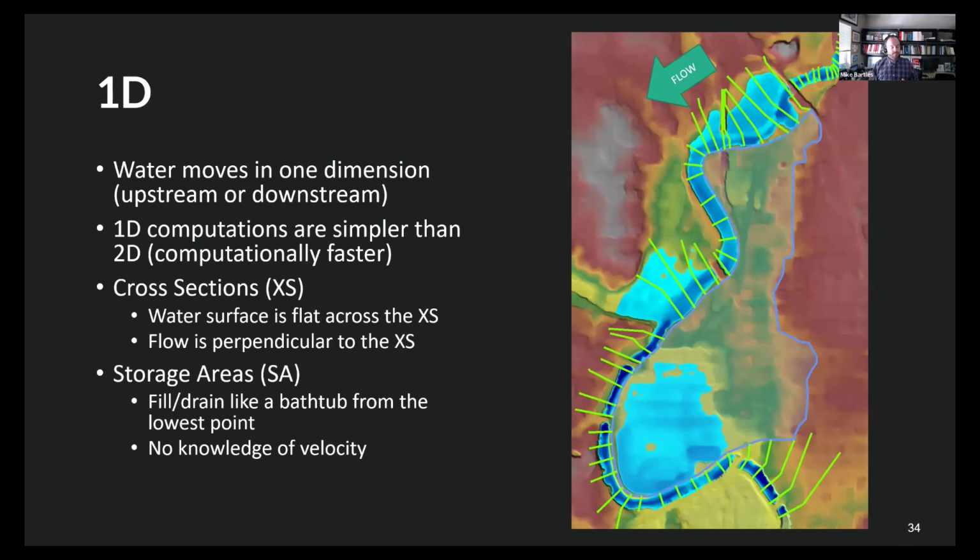Classical hydraulic models are going to be solely comprised of one-dimensional elements. So the green lines that I'm showing here are all cross sections. Think of those as the computational backbone of this approximation. This is downstream here. This is upstream.